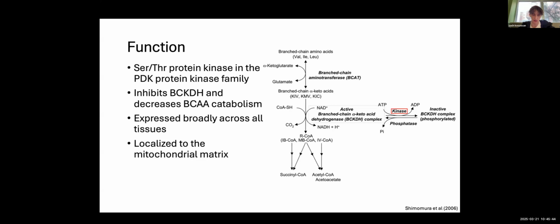BCKDK is localized primarily in the mitochondrial matrix, although it can also be found in the cytosol of hepatocytes, where it actually plays an important role regulating the activity of ATP citrate lyase, which is an enzyme involved in lipogenesis and gluconeogenesis.